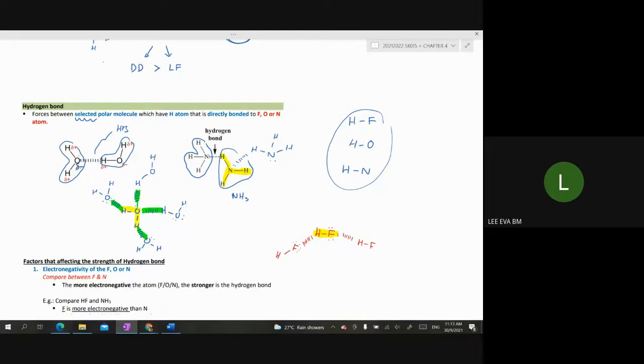NH3 satu lone pair saja, so kita akan pakai satu hydrogen bond. Okay, so ada 2 hydrogen bond. Okay, untuk HF, 1 hydrogen saja. So, salah satu lone pair akan dipakai untuk hydrogen bond. So, 2 hydrogen bond. Can you get it?